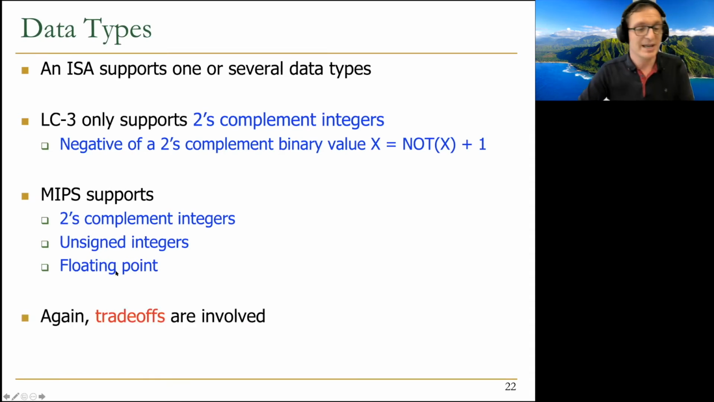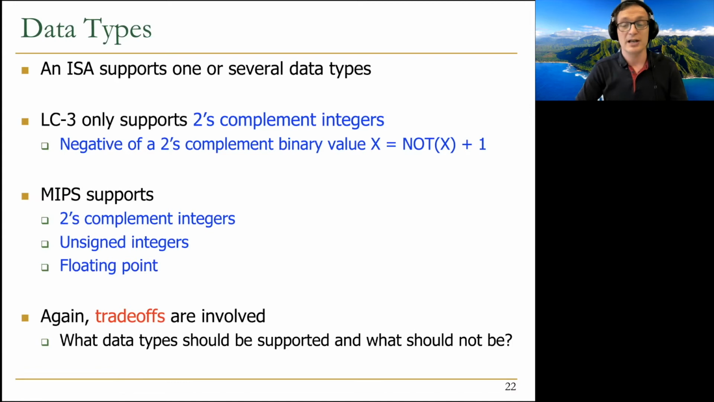Again, there are many trade-offs involved. What data types should be supported and what should not be. Again, that's the decision of the instruction set architect. But the decisions that are made over here very much affect the software complexity and the hardware complexity as well. Clearly, if you support floating point, hardware becomes more complex.